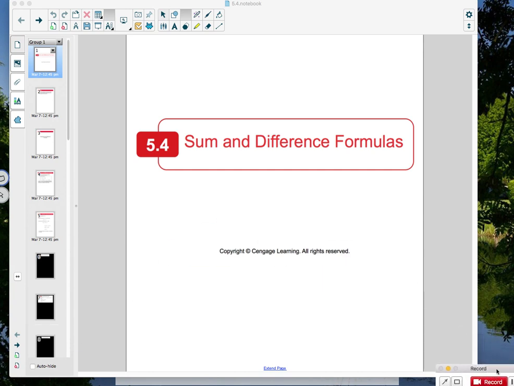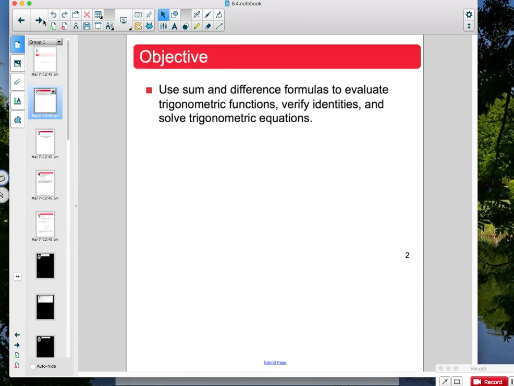Alright, so we're going to start with 5.4, the sum and difference formulas. We're going to use the sum and difference formulas when you want to evaluate non-standard angles. The standard angles are pi over 6, pi over 4, pi over 3, pi over 2, pi, all the standard angles that we know their sines, cosines, and tangents.